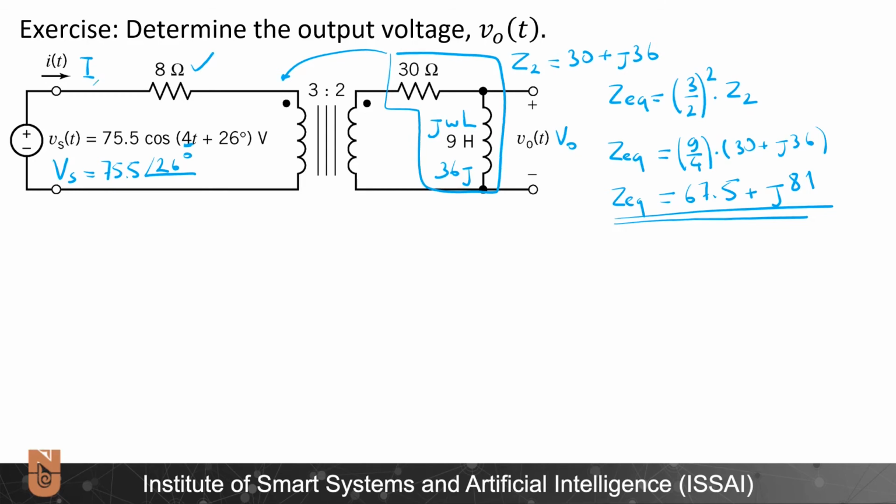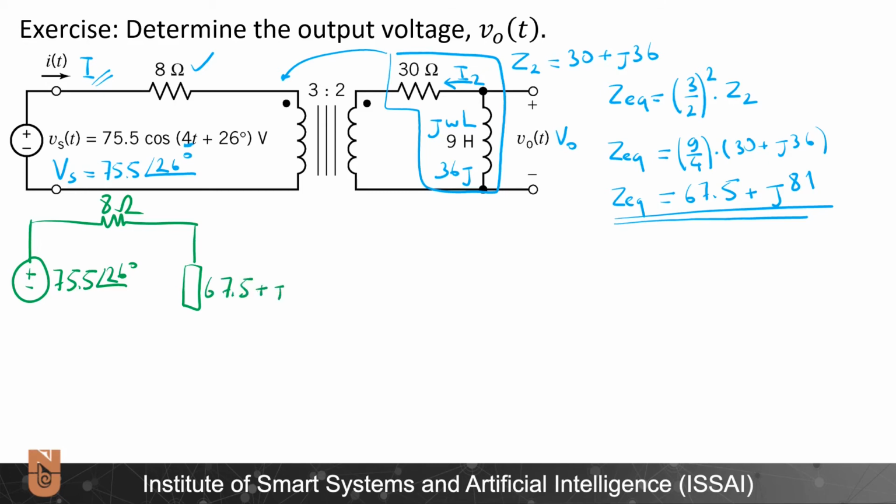The current in the primary coil is defined, but not in the secondary coil. I will define that current as I2. Now let us draw the equivalent circuit in the frequency domain, 75.5 with an angle of 26 degrees. Here I have 8 ohms. Here I have the equivalent impedance 67.5 plus j81. And I have the mesh current I passing through this circuit.